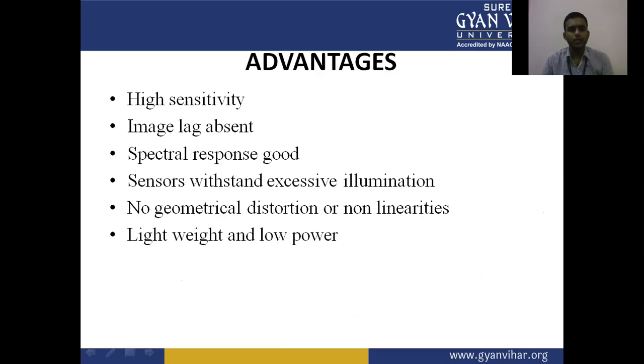The main advantages of CCD cameras are high sensitivity, image lag absent, good spectral response, the sensor withstands excessive illumination, no geometrical distortion or non-linearities, and lightweight and low power. So these are the main advantages of the CCD camera. It is very important to understand the concept of CCD cameras.